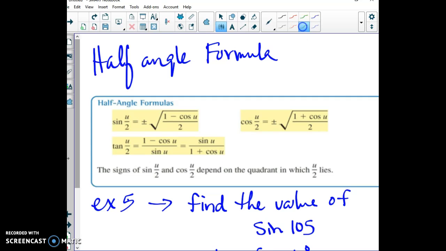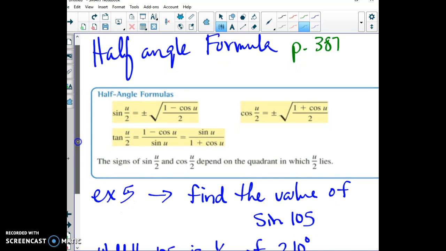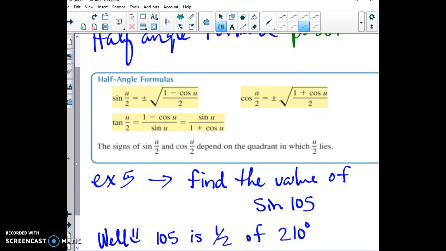So starting on page 387, we can see our half angle formulas. Take a gander at those. Sine of u cut in half. So we're going to look at a larger angle cut in half, and that's going to help us find special angles as well. So sine of u halves is positive or negative radical 1 minus cosine u divided by 2. So we're going to go ahead and look at example 5. It says find the value of the sine of 105 degrees.